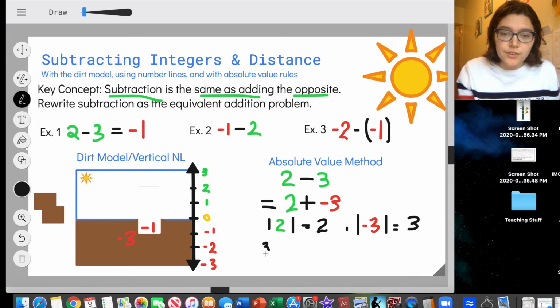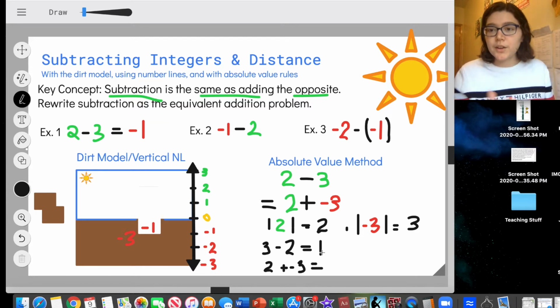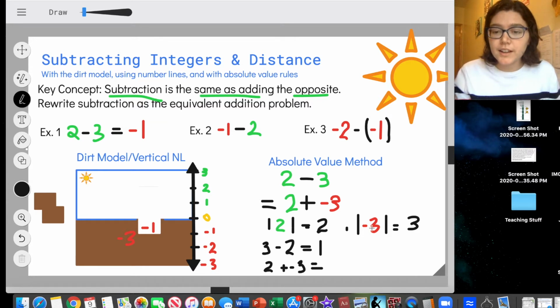Then we're going to subtract the absolute values, so we'll do 3 minus 2, which is equal to 1. Then we can get our answer to our addition problem, which is also a subtraction problem here. It's going to be either 1 or negative 1. Which one has a greater absolute value, 2 or negative 3? Negative 3 does, because that's 3 and 3 is bigger than 2. That means that sign is the one that's going to matter.